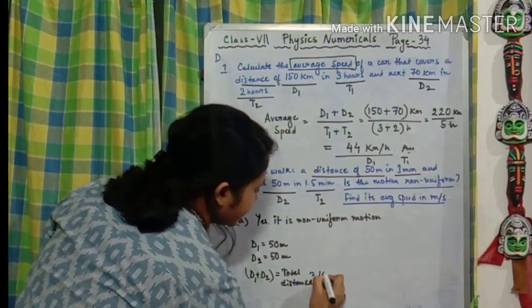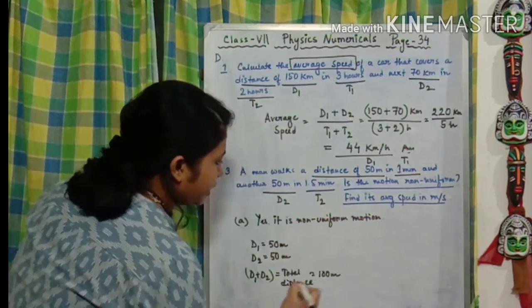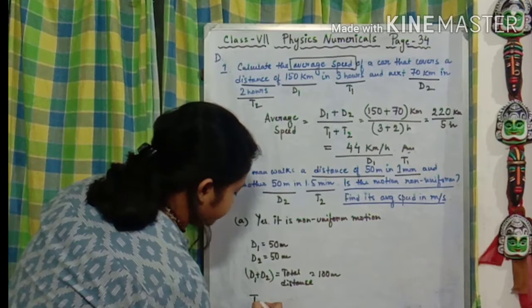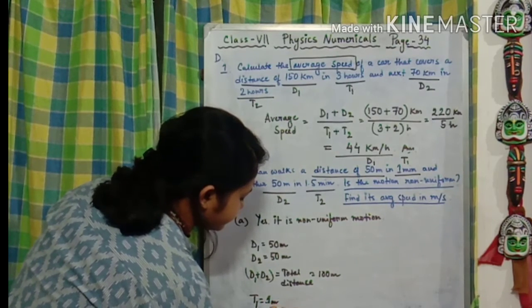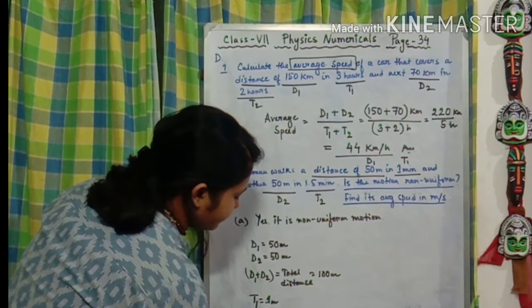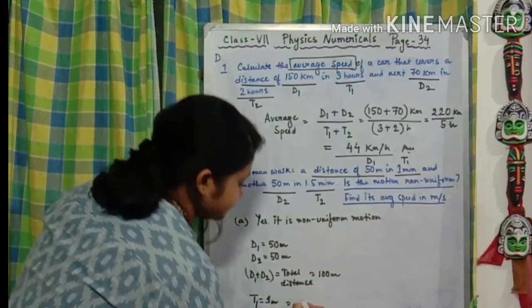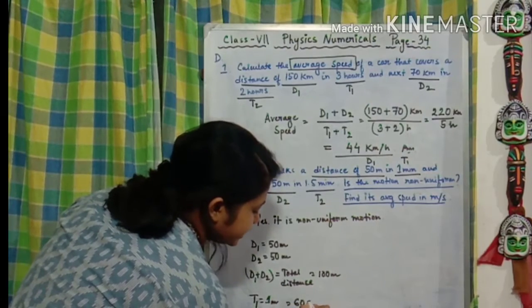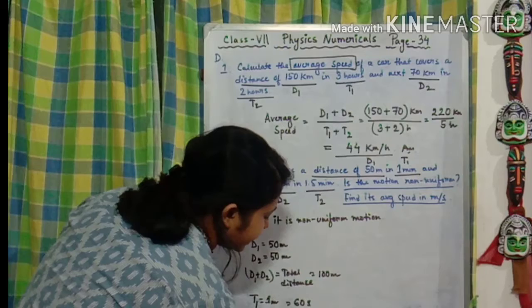equals 100 meter. While in case of time, we are going to write it down, 1 minute is T1 and T2 is 1.5 minute. Okay, now convert this into second. So 1 minute equals 60 second and 1.5 minute equals 90 second.